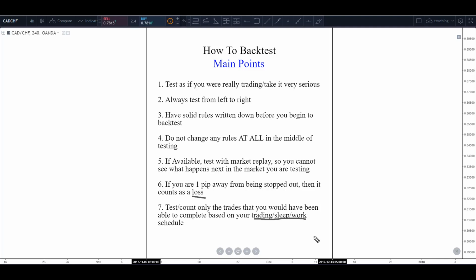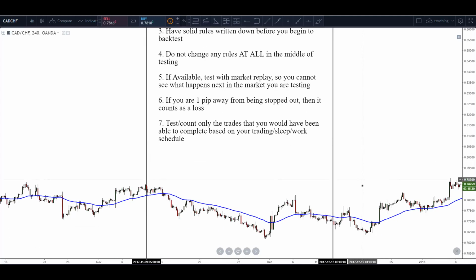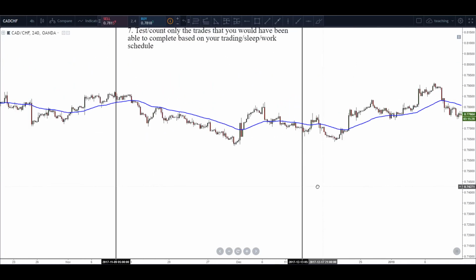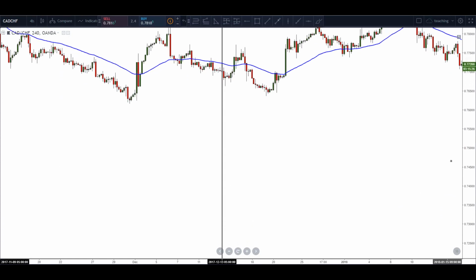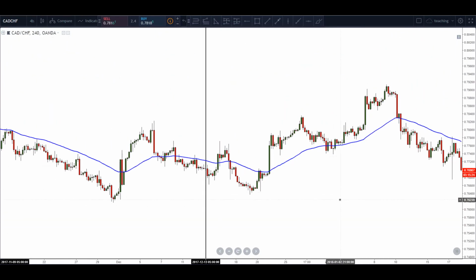process. Also, we'll go ahead and head down to the chart. I'll talk a little more about testing from left to right, and also I'll show you where TradingView's market replay is. So here we are. Let's say we start testing, and I'm going to give you guys an example of what not to do.